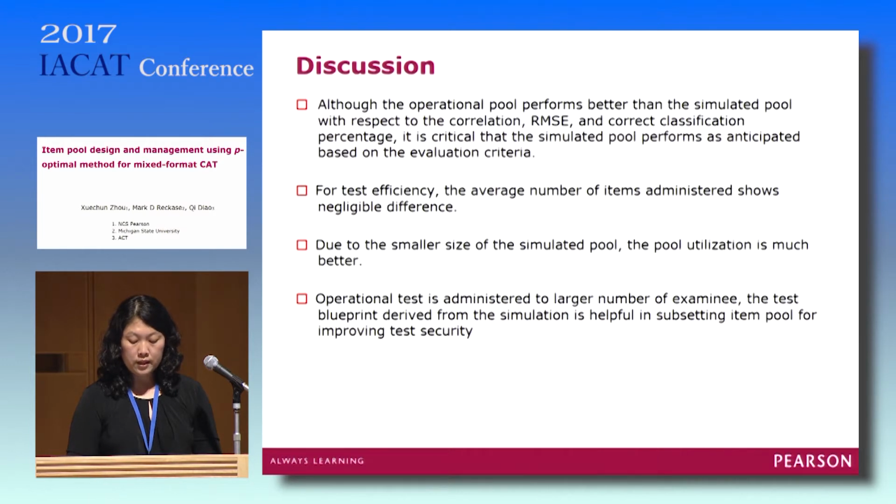An operational test is administered to a large number of examinees. The test blueprint derived from the simulation is helpful in subsetting the item pool for improving security. I think this is one of the important findings: once you have this simulated optimal pool, you can do some diagnosis of your operational pool. And for security reasons, you can divide your operational pool into smaller pools, mimicking the distribution of your simulated optimal pool, and rotate the smaller pools, so you can have better security.